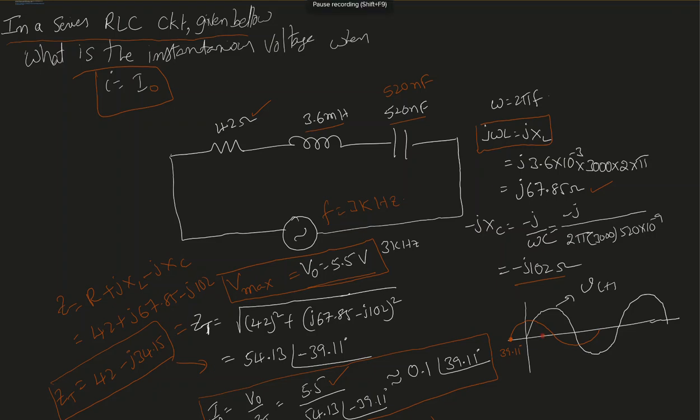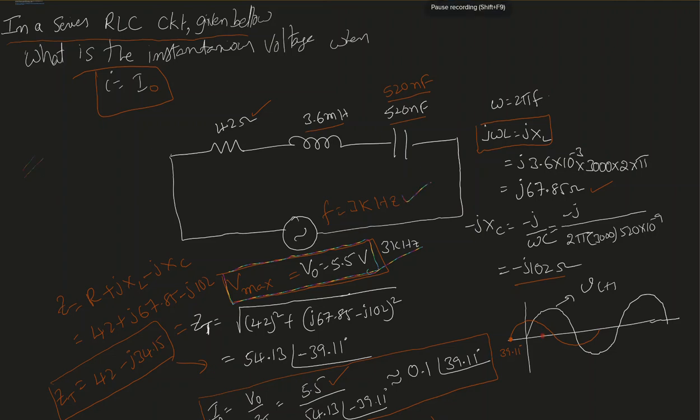In this video, I'm solving an RLC series circuit. Here we have R is 42 ohm, L is 3.6 millihenry, and C is 520 nanofarad. Those are the given values. He also gave us the maximum voltage, Vmax or V naught, equal to 5.5 volt. And then he also gave us the frequency, which is 3 kilohertz.